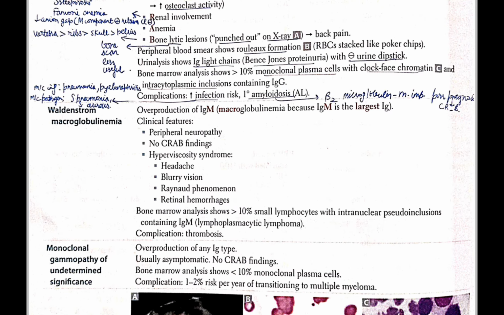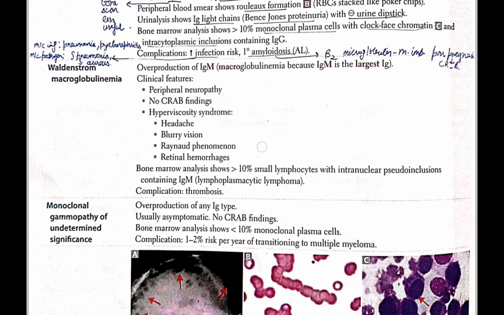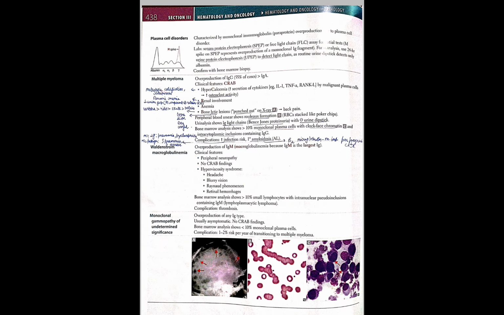In Waldenstrom macroglobulinemia, it is not that important, but we need to remember that hyperviscosity syndrome occurs: headache, blurry vision, Raynaud's phenomenon, retinal hemorrhages, and peripheral neuropathy can occur.